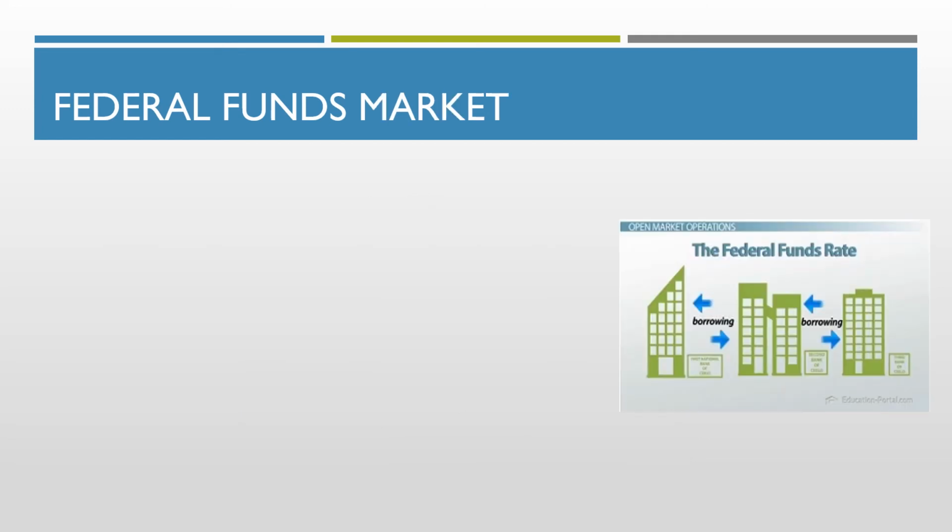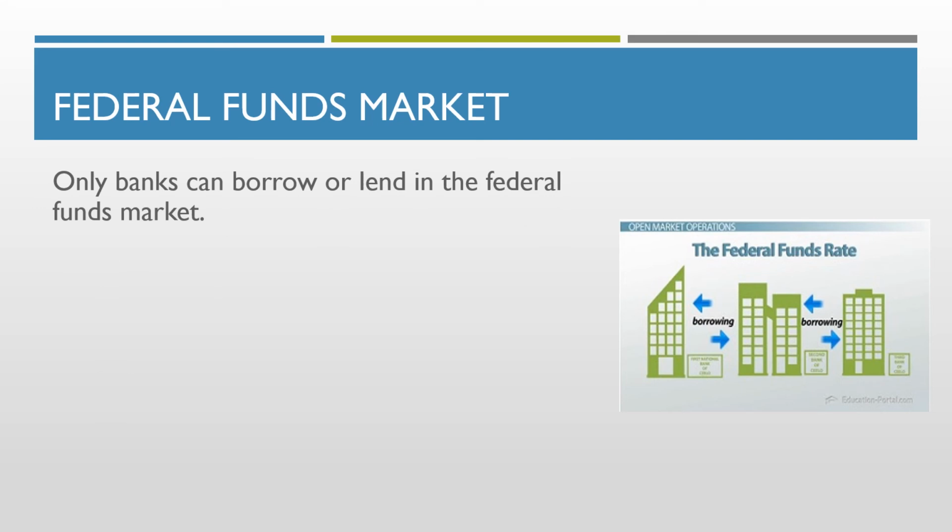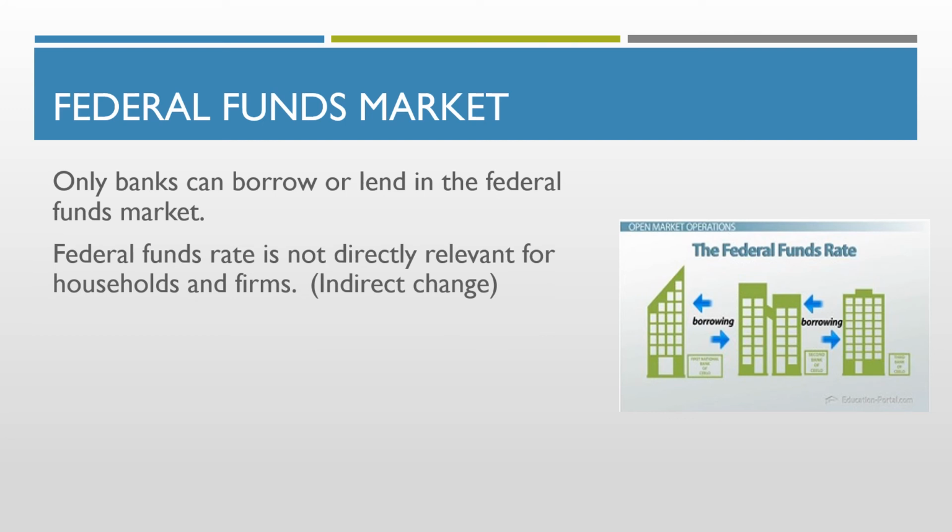To be a little bit more accurate, the federal fund rate is determined in a market called the federal fund market. Fortunately, we do not need to know the details about this market, because only banks can borrow or lend money in the federal fund market. The federal fund rate is not directly relevant to any of us. Households or firms will not be able to see the federal fund rates or receive them. Only the banks within the industry will use the federal fund rate for lending and borrowing.